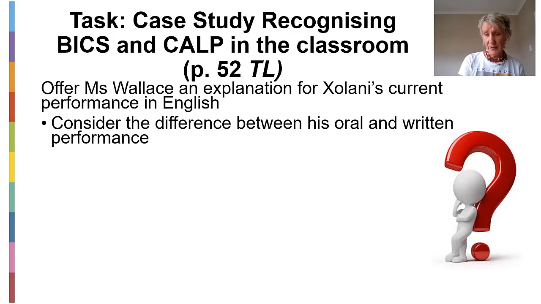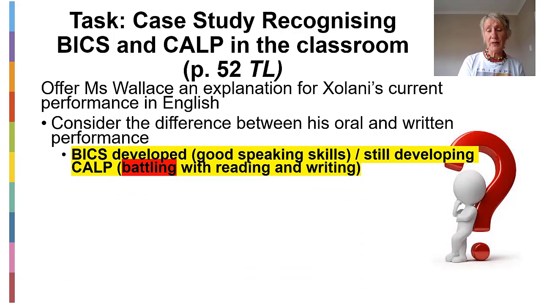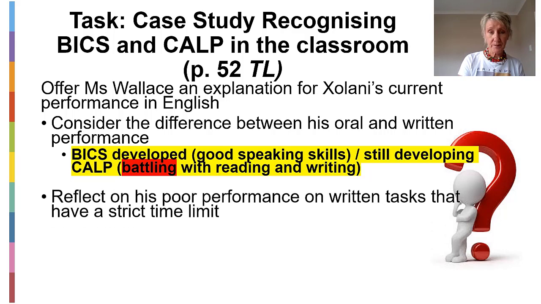According to BICS and CALP, this is what it is. BICS, remember, is basic interpersonal communication skills, your speaking skills, and his speaking skills were pretty developed, and that's why he speaks so well. However, his CALP, cognitive academic language proficiency, he's battling with this because it requires reading and writing. Okay, this isn't as developed as his BICS.